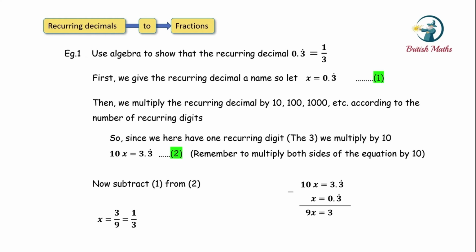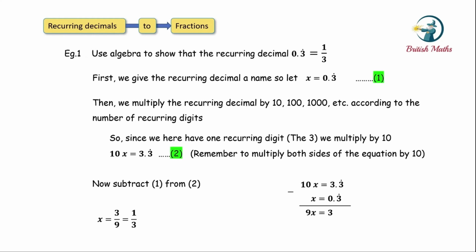So again, how do we change the recurring decimal to a fraction? We move through 3 steps. Step 1, we give it a letter or a name, so x becomes 0.3 recurring. We see how many repeated digits we have. In our case, we only have one repeated digit, so we multiply it by 10. So we have 10x equals 3.3 recurring. Then we subtract 1 from 2, and we get 9x equals 3, or x equals 3 over 9, which when simplified becomes 1 over 3.